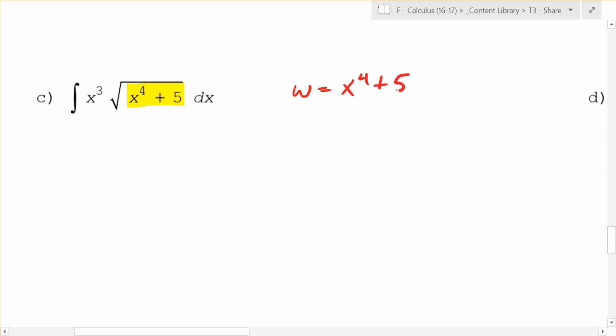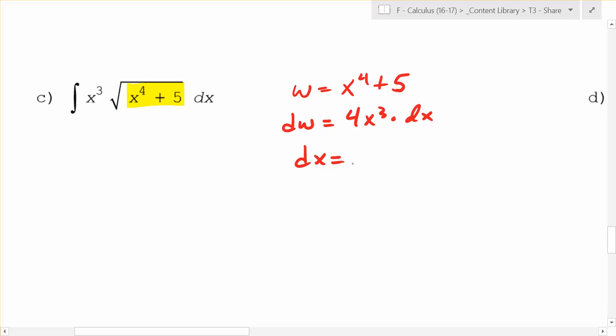Plus 5. So what was that second step? What did I do once I found the w, David? What did I take? Derivative. Yeah, so I can just do it this way. dw is going to be 4x cubed times what? dx. Is everybody okay with that? I'm just putting the dx on the other side. Is everybody with me? What does dx equal?